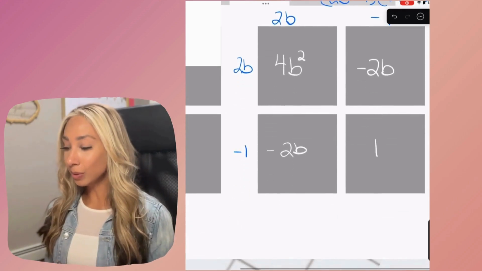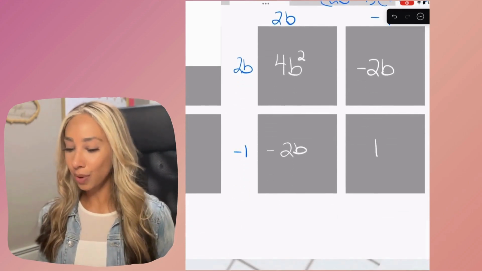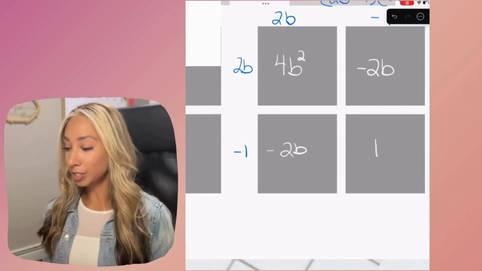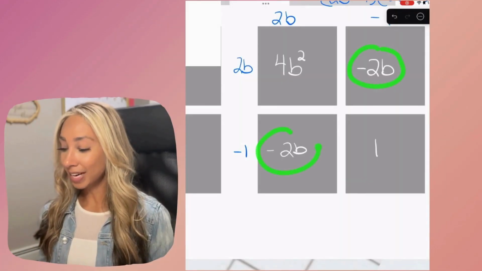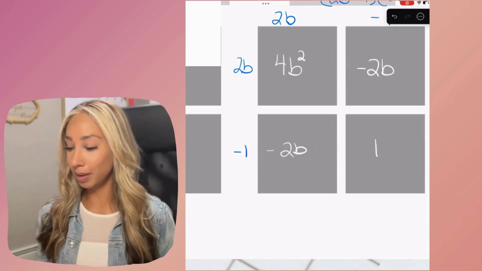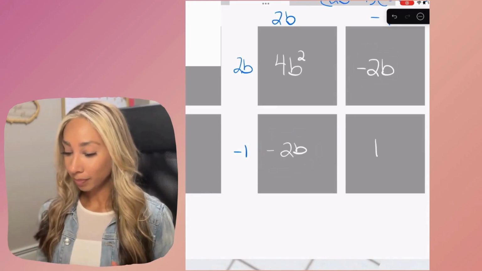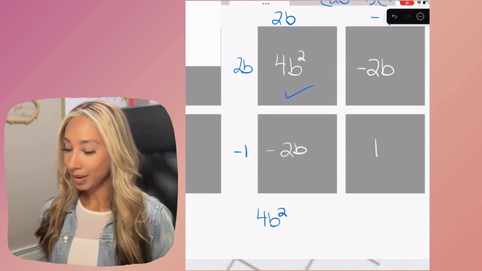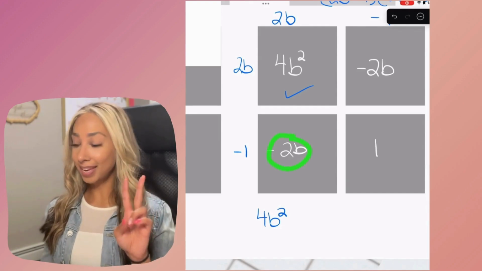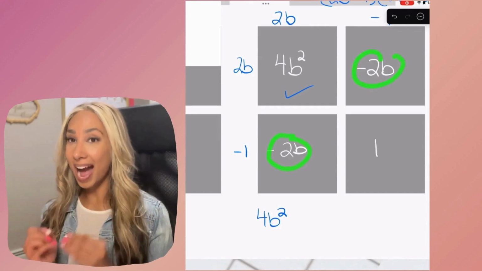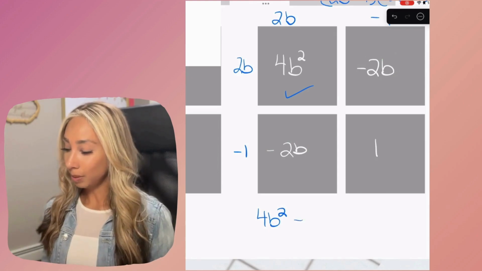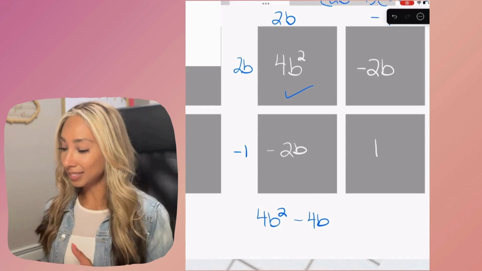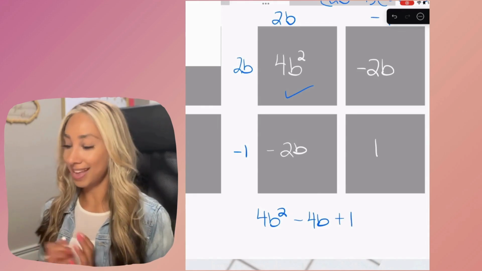Okay, so now we have to look at those like terms. I only see 2, often it's going to be in these 2 squares here. So we've got negative 2b and negative 2b, and we have to add those. We're not multiplying that. So if I write out everything, that's going to leave me with 4b squared. And then I'm going to combine 2 negative things with another 2 negative things. We're adding them, not multiplying. So that's going to be negative 4b. And then our last constant term there is plus 1, and that is it.